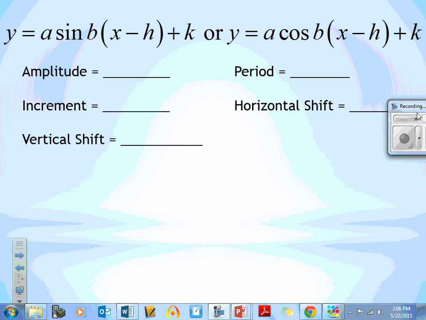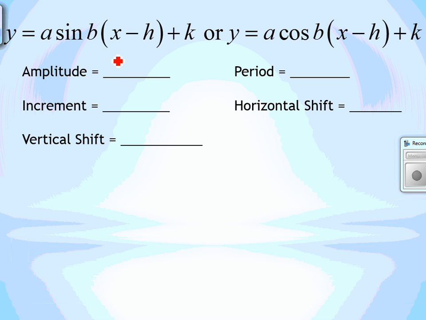Okay, let's start with the general idea of how we find amplitude, increment, period, and what represents the vertical and horizontal shifts. Let's make sure we have this all put together. The amplitude, remember, is the absolute value of A. The period is 2 pi divided by B, so you have to find your A and identify your B. Increment is your period divided by 4.